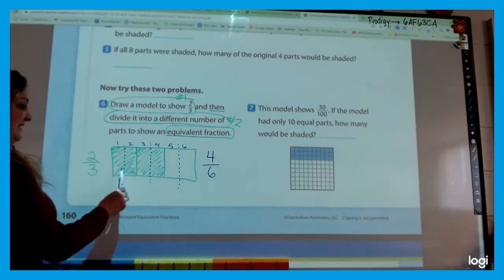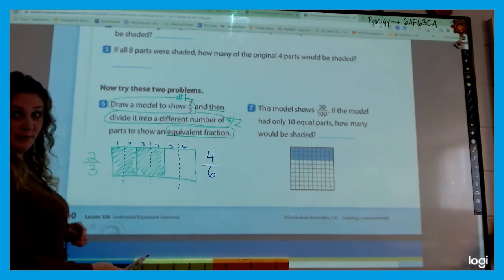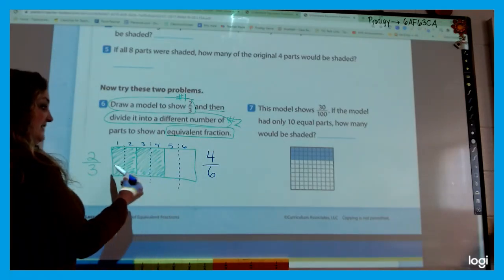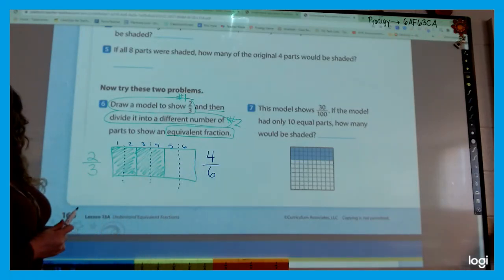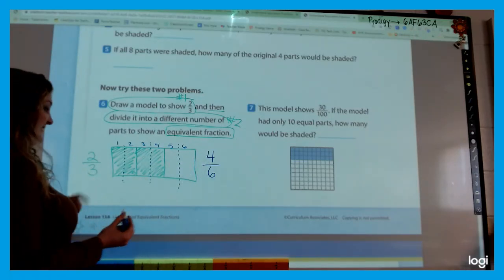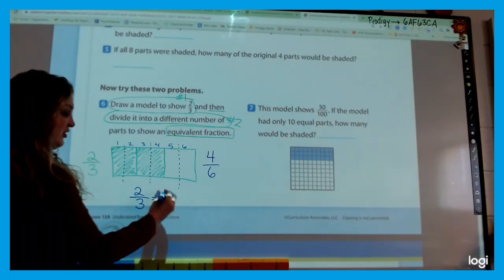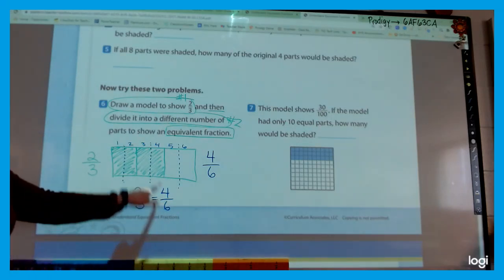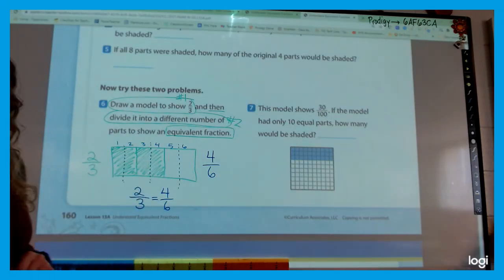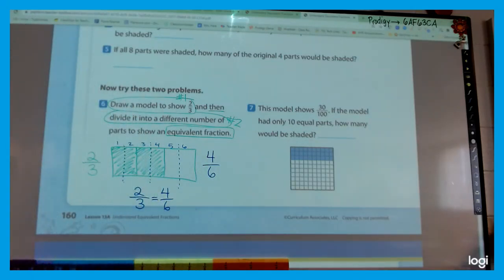So we divided each of our pieces in half and broke our shape into 6 equal parts. And we realized that when we split them all in half, our numerator would be a 4 instead of a 2. So we can say that 2/3 is equivalent or equal to 4/6. They look different, but if you look at the picture, they're showing the same amount out of our whole shape, right? So they're equivalent.